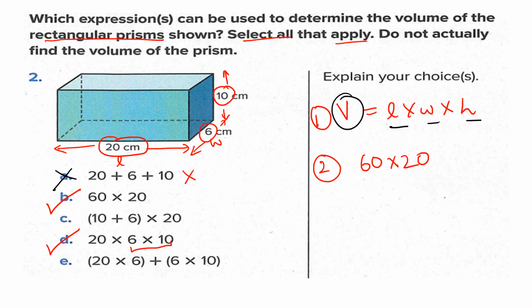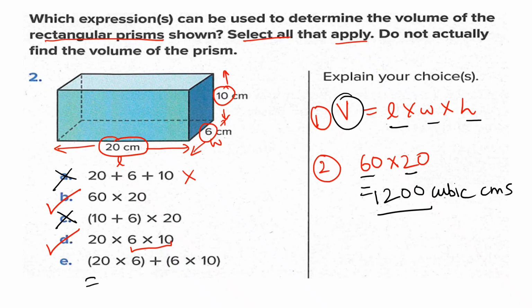Let's look at C. 10 plus 6 is 16. 16 multiplied by 20. It's not my answer. The answer is 60 multiplied by 20. So C is not the answer. Let's see this. Now 16, 6 multiplied with 2 is 12 and 0. So this is actually my correct answer, in centimeters.